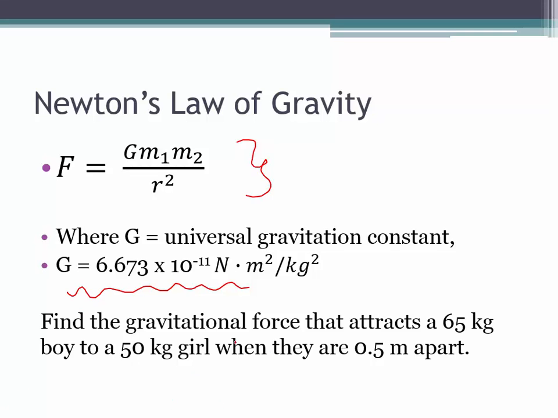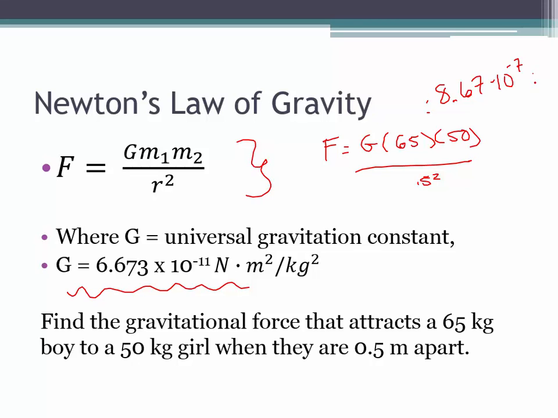So let's do this quick little plug-and-chug example. Find the gravitational force that attracts a 65 kilogram boy to a 50 kilogram girl when they are 0.5 meters apart. So F equals G times 65 times 50 over 0.5 squared. All right. We plug all this in, we put in this number here for our G, we should get a very small number, 8.67 times 10 to the negative 7th newtons.